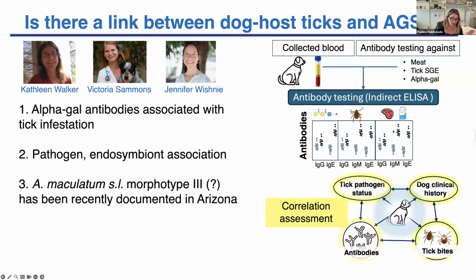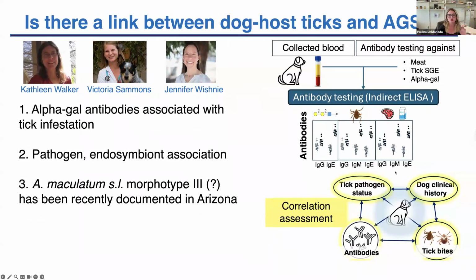Now, the other thing that I didn't mention is that we believe that the presence of endosymbionts or pathogens in the saliva of the ticks might be another factor for enhancing the production of alpha-gal.